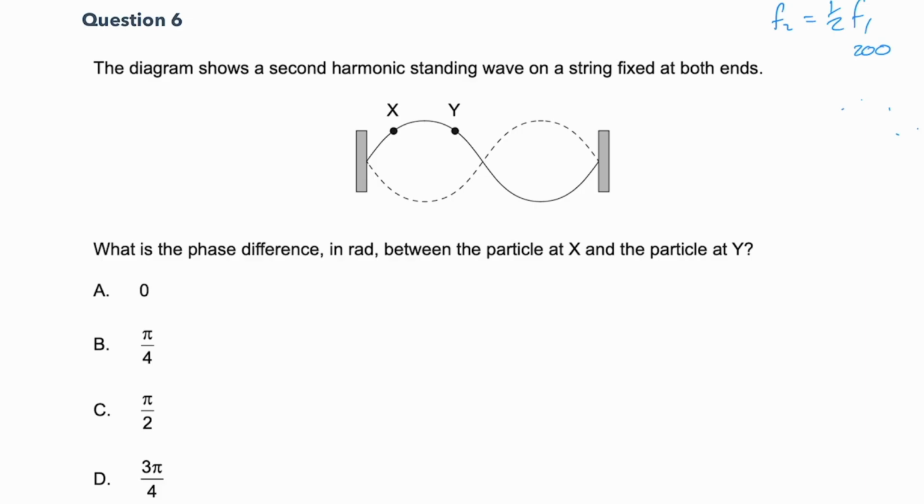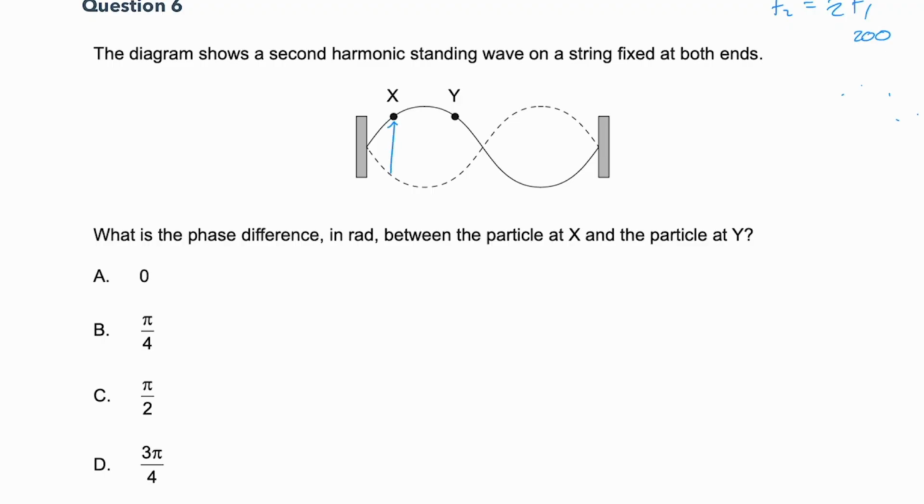Question 6. The diagram shows a second harmonic standing wave on a string fixed at both ends. What is the phase difference in radians between the particle at X and the particle at Y? You can see that these particles are not separated by a node, and they both reach the maximum point and their minimum point at the same time. That means they're in phase. When they're in phase, then the phase difference is 0. If Y was here, it would be operating exactly in the opposite phase to X, and it would be completely out of phase, and the phase difference would be pi. But in this case, that's not the question. The question is, what is the phase difference? And it's 0.